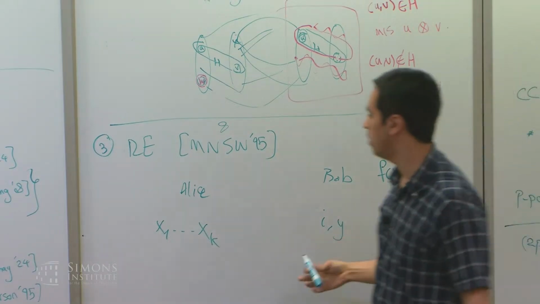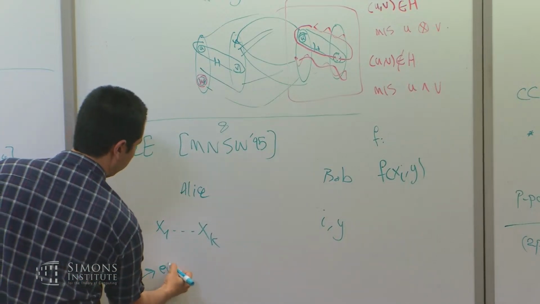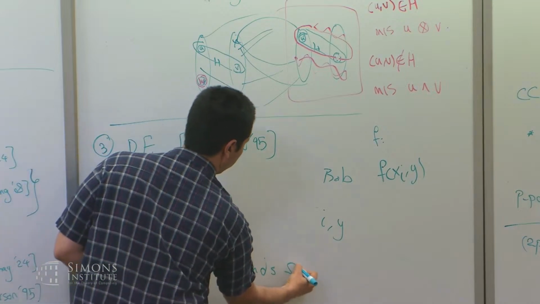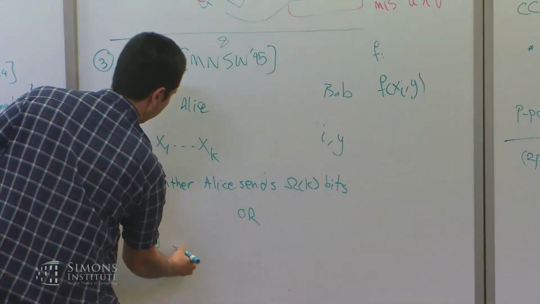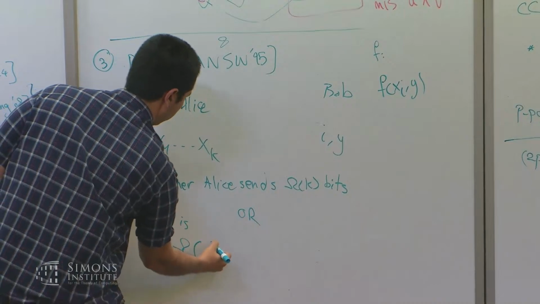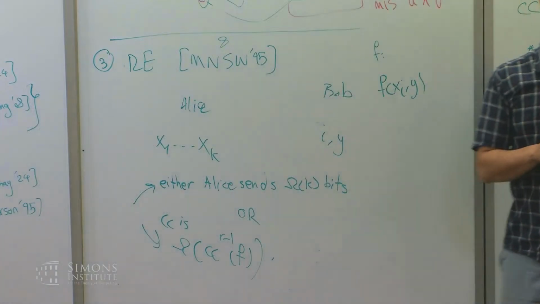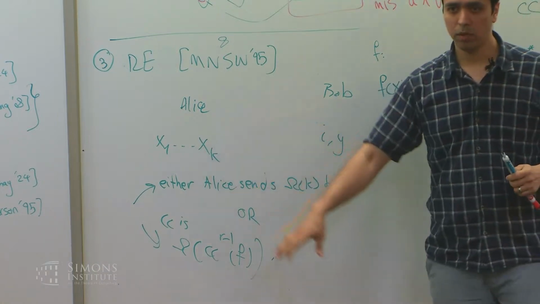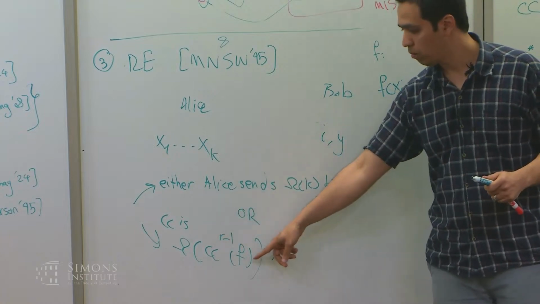What is the result here? The result is this very natural thing: either Alice sends omega k bits, or the communication complexity is CC R minus 1. What does this mean? Either Alice is communicating k bits in her first message, or the amount of communication the players need is proportional to the R minus 1 round communication complexity of computing f.